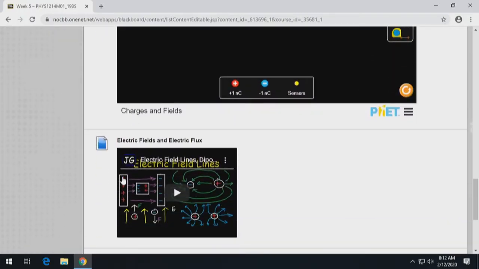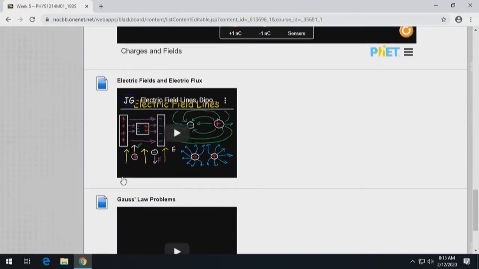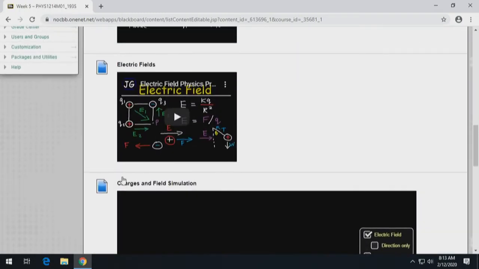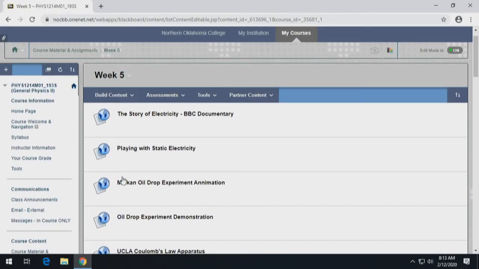And then we start with electric fields and electric flux. And that's probably about as far as we're going to get before the test. I doubt we'll have electric flux on the test, because we'll start today, we'll get Coulomb's law today, we'll work Coulomb's law problems on Friday, and then we'll probably work electric field problems next Wednesday, which gets us to the test next Friday. And then we've got some Gauss's law problems in there. So you've got lots of extra stuff in week 5.